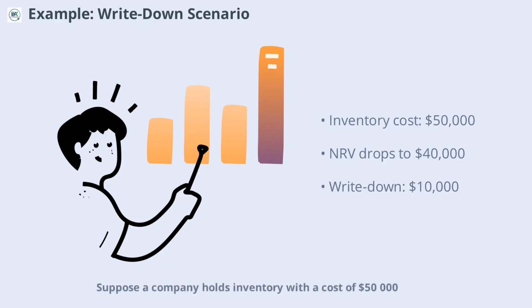Suppose a company holds inventory with a cost of $50,000. Due to a sudden drop in market prices, the NRV falls to $40,000. According to IAS 2, the company must write down the inventory by $10,000, recognizing this amount as an expense. This adjustment ensures that the financial statements reflect the true value of the inventory, protecting users from being misled by outdated or inflated figures.